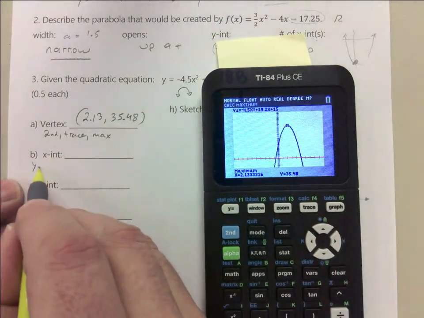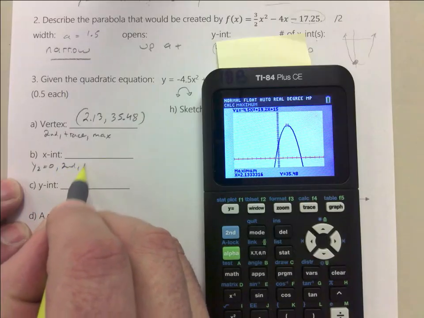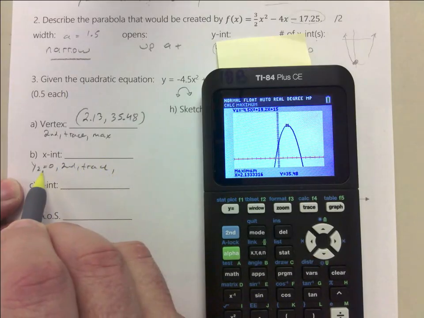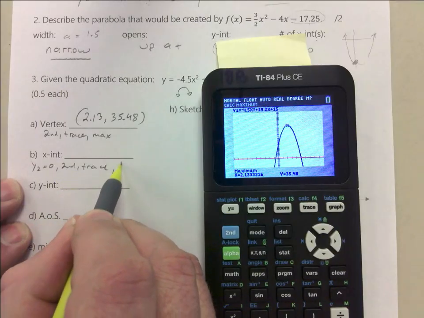X-intercept. I'll just let my audience know that I'm doing y2 is equal to 0, second trace, and then intersect.